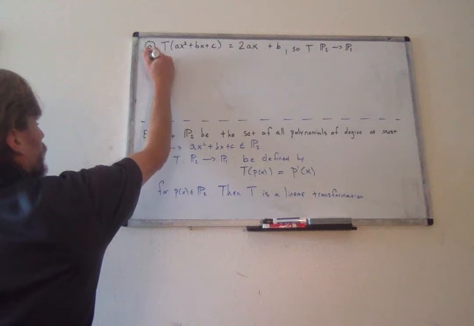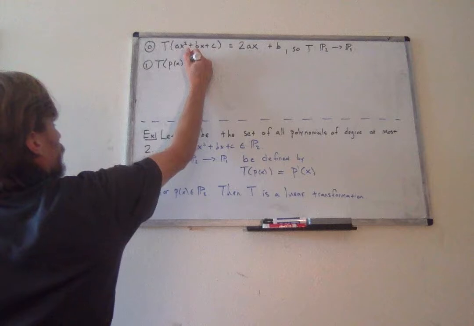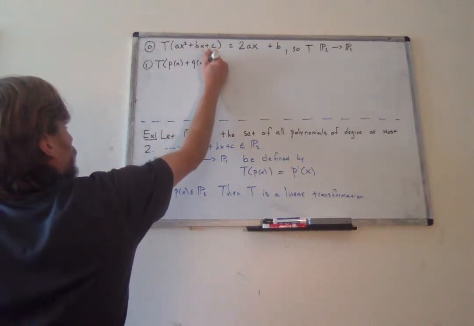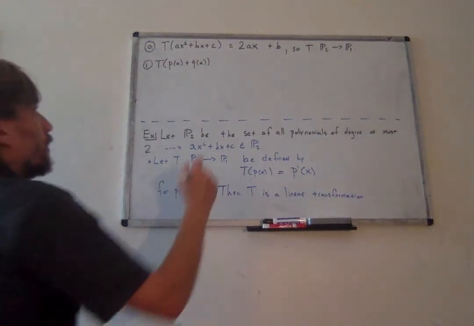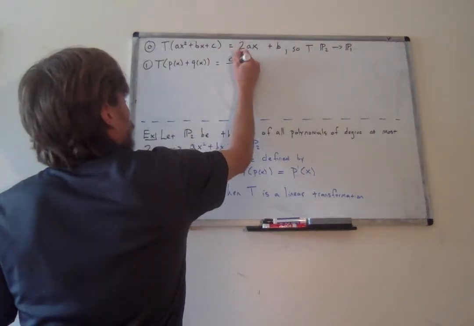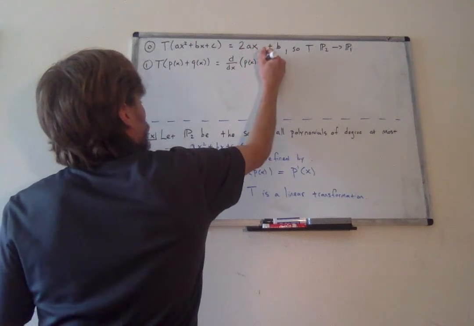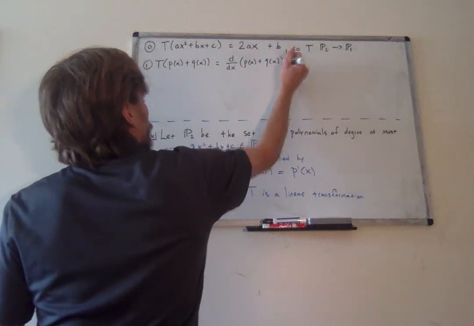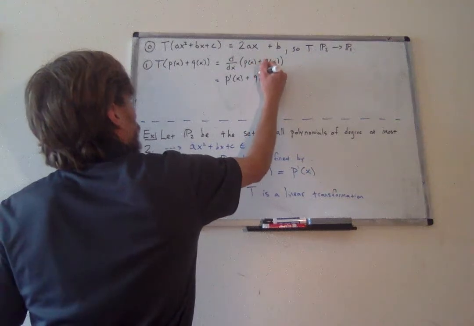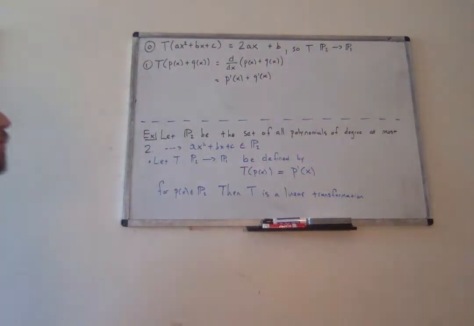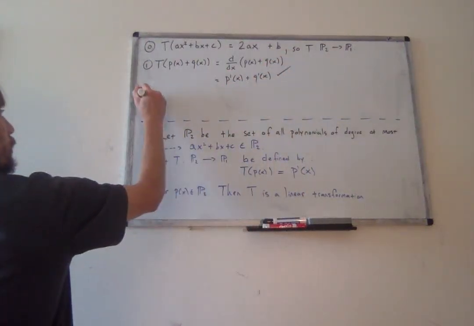Next, we want to check, well, is it true that T of P of x plus Q of x, we can factor T across sums? Well, so notice this is equal to the derivative of P of x plus Q of x. But if you remember, derivatives, the derivative of a sum of functions is just the sum of the derivatives. So in fact, T does factor across sums.